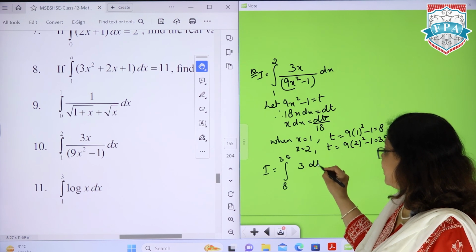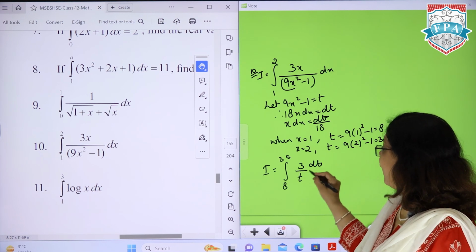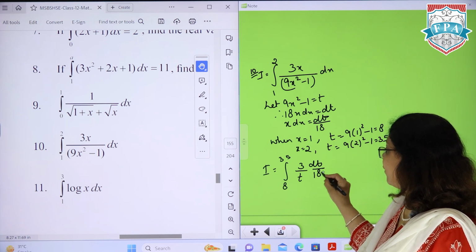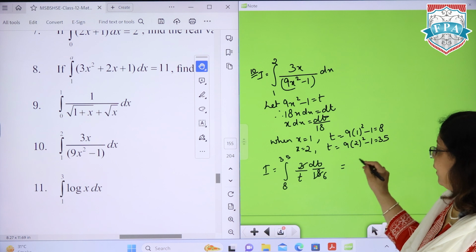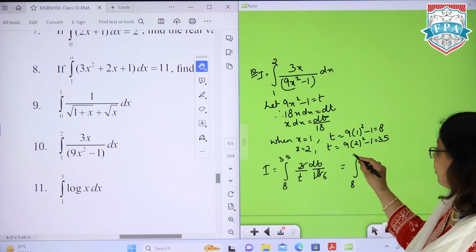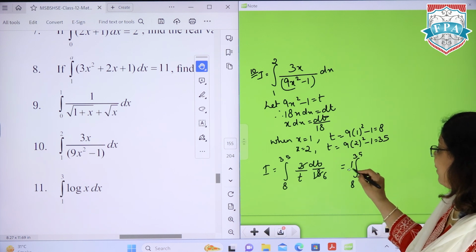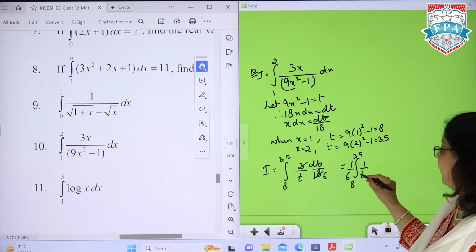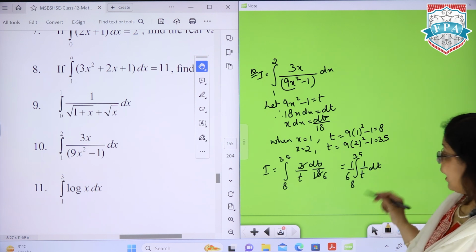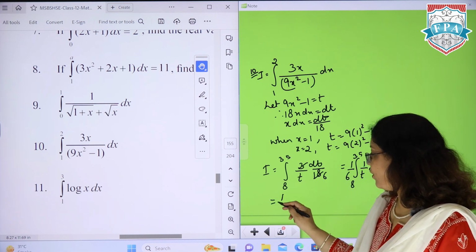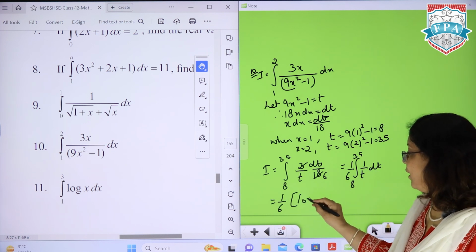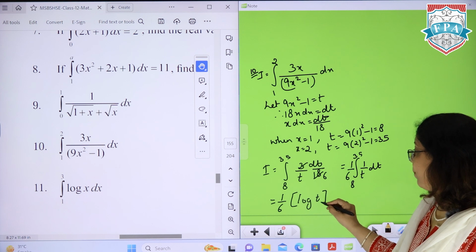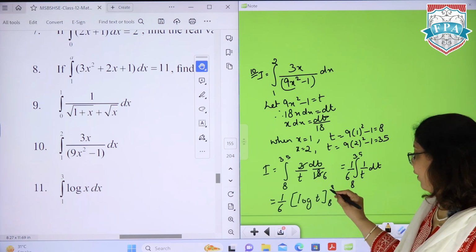3 dt upon t and dt by 18 है, तो ये 1 by 6 हो जाएगा. So your question will be integral 8 to 35, 1 by 6 take out, 1 by t dt. And when you solve it, take 1 by 6 out. 1 by t is log t from 8 to 35.